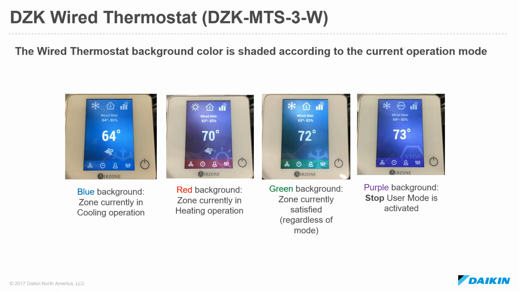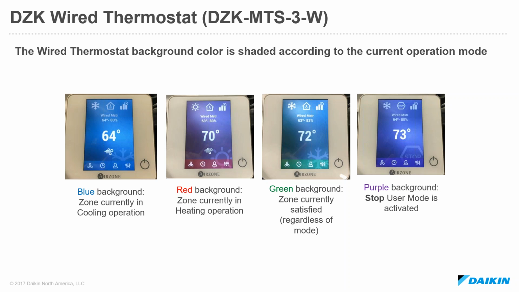And then once all zones are satisfied and the indoor unit is no longer delivering cooling or heating, the shade of this background will become green. And that's really regardless of mode. So if the mode is cooling and all zones are satisfied, the screen will turn green. If the mode is heating and all zones are satisfied, it will also turn green.